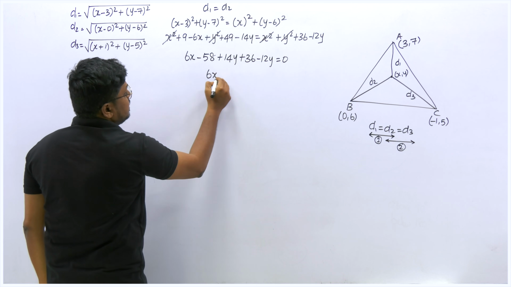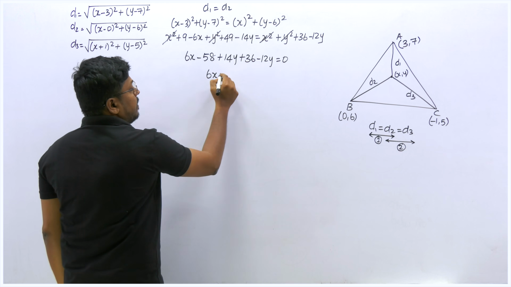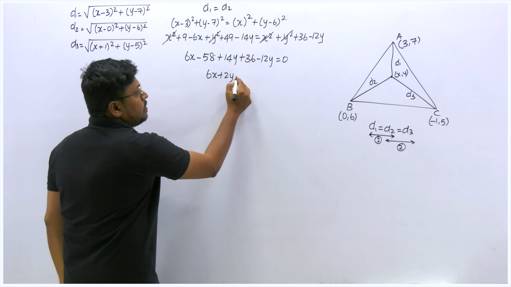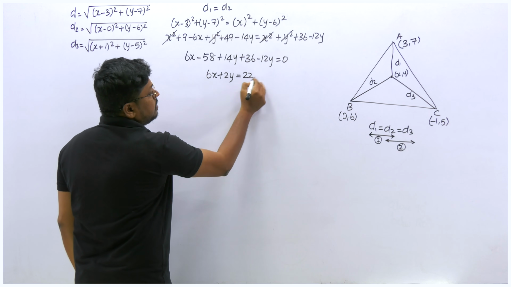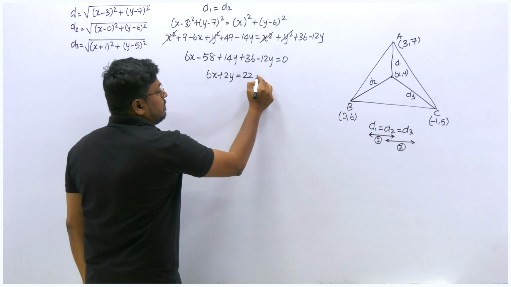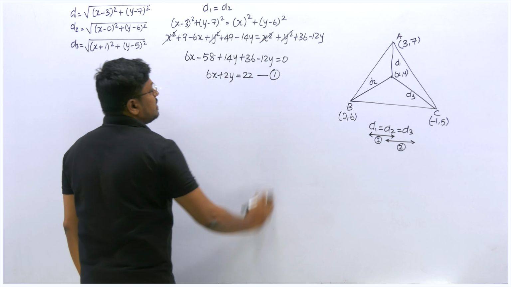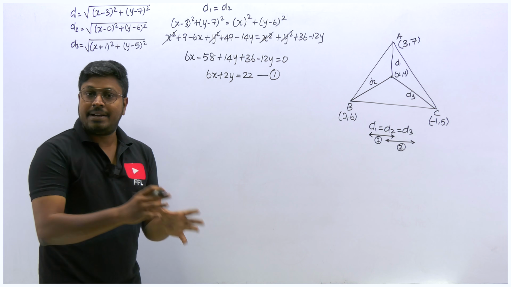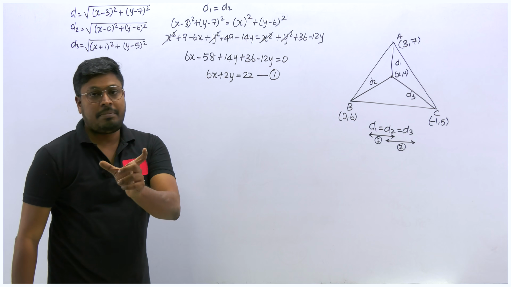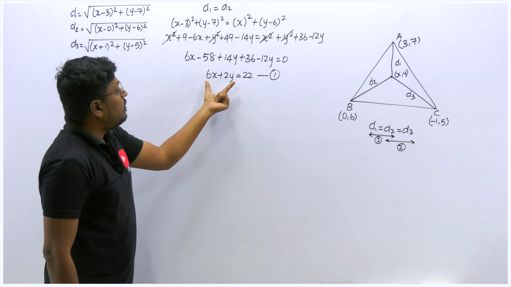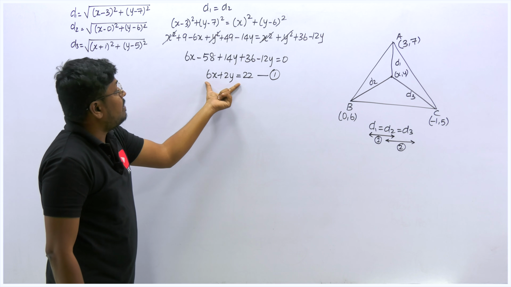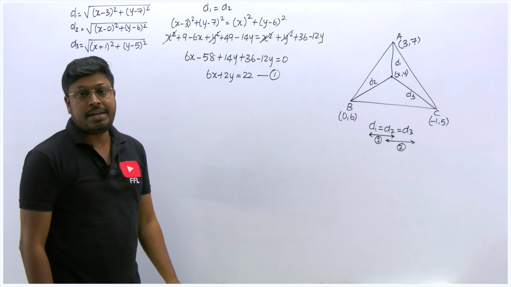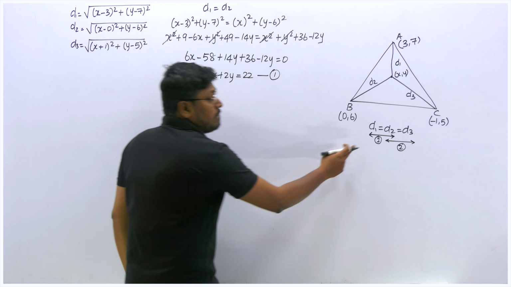So this will be 6x. 14y minus 12y will be 2y, and 58 minus 36 will be 22, so minus 22 is equal to 0. When you bring that to the right hand side, it becomes plus 22, and this will be the first equation. So friends, got it or not? We solved the D1 and D2 distance formula equation and finally brought it into a linear equation, 6x plus 2y is equal to 22. So now we have framed the first equation.